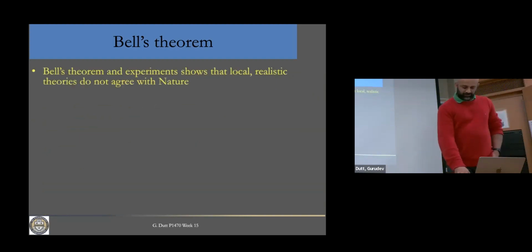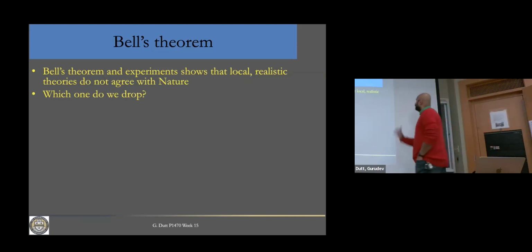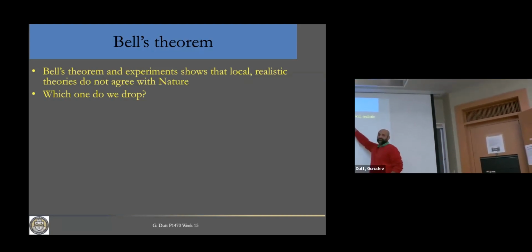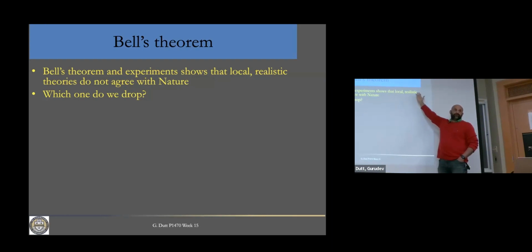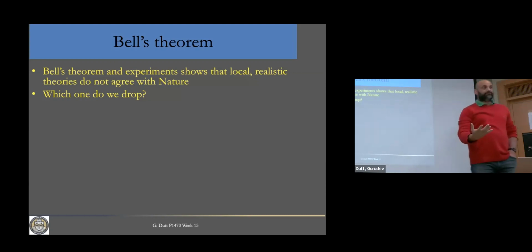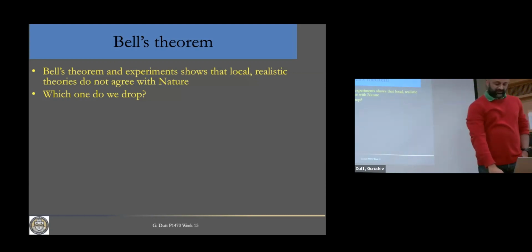Okay, so the question, of course, is: all we have said is that Bell's theorem and experiments show local realistic theories do not agree with nature. So we have to drop one of the assumptions, either localism or realism. We have to drop one. That's what it's saying. Okay. Which one do we drop? That's the question that you can ask.